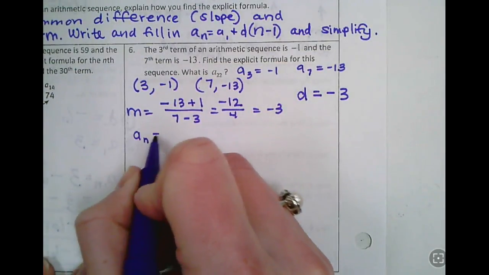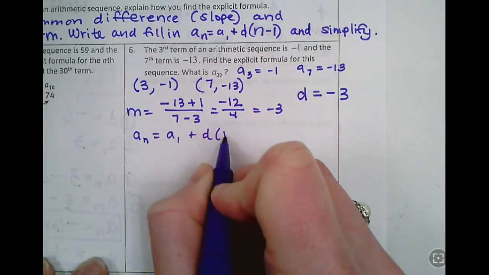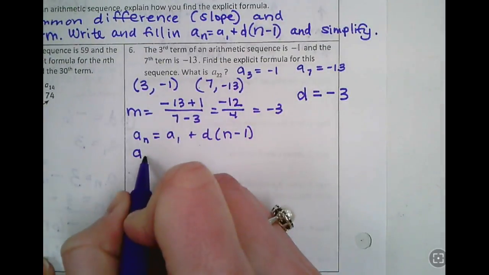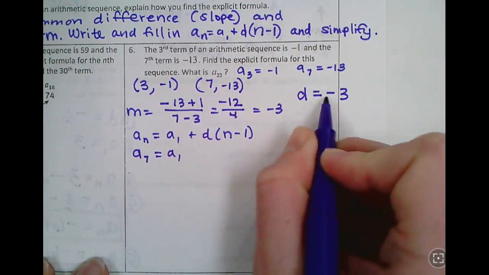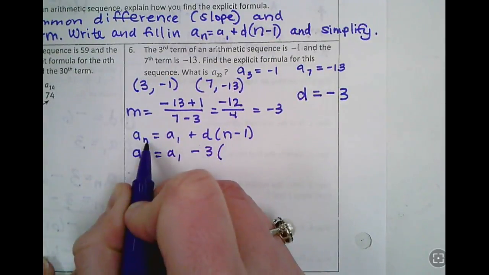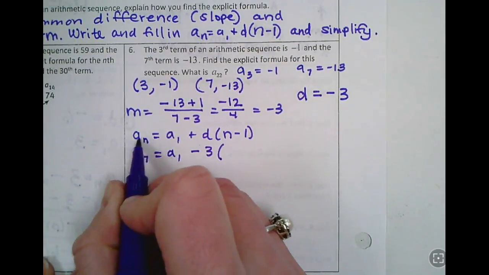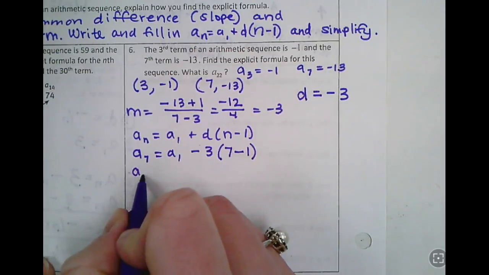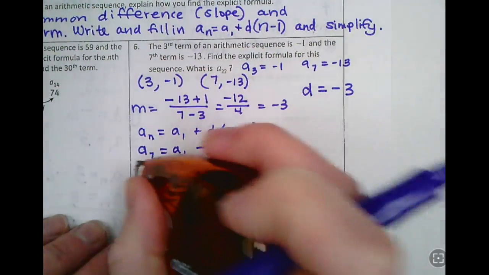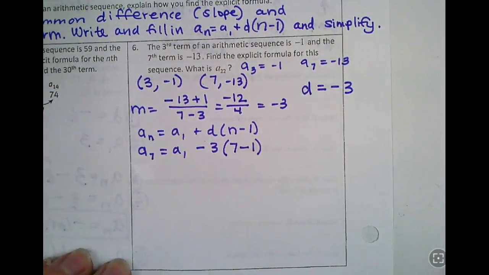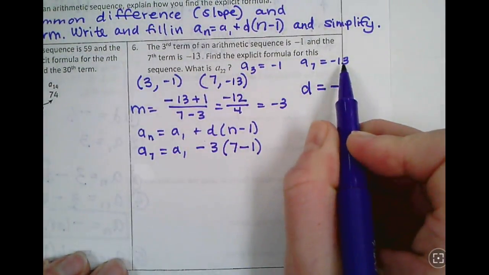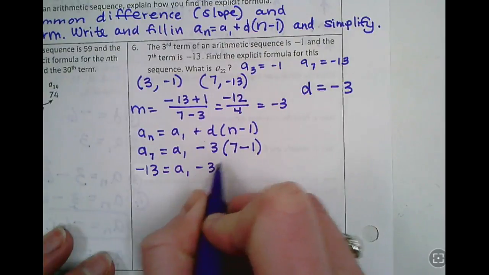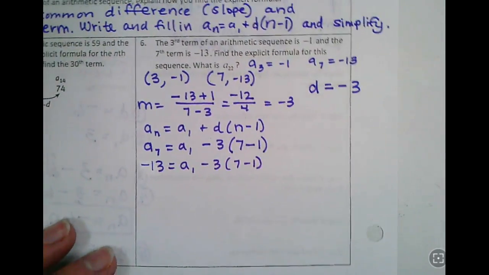So I'm going to use my a sub n equals a sub 1 plus the common difference times n minus 1. So if I'm going to use my a7, I'm going to say a7 equals a sub 1 minus 3 for my common difference, and these n's need to match up. So if I'm using a7, that means my n is equal to 7. Next, I'm going to replace the value for a7 before I get to solving. So a7 is -13, and I can start to solve now for a sub 1.